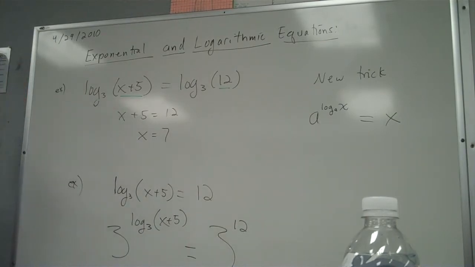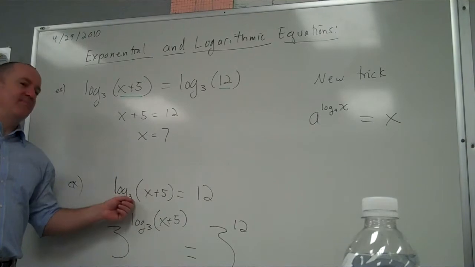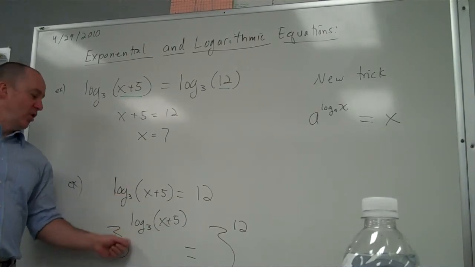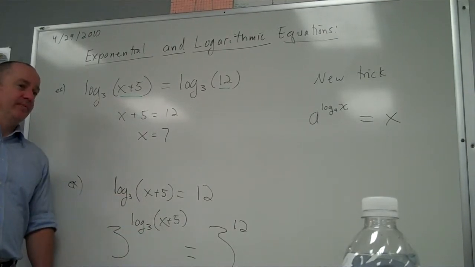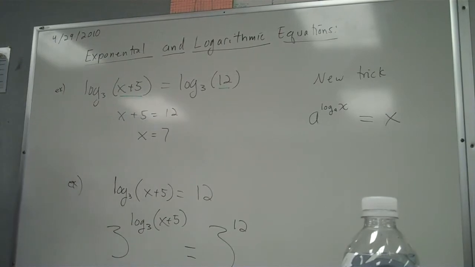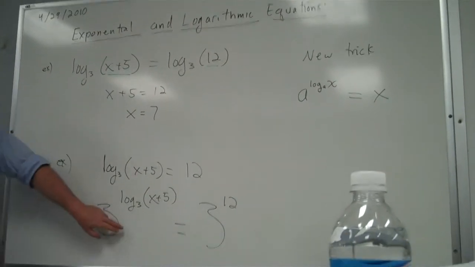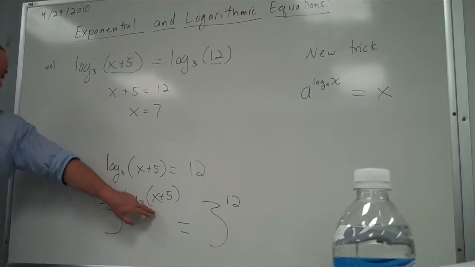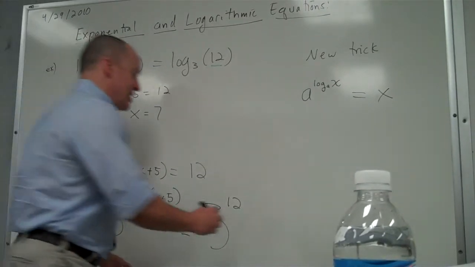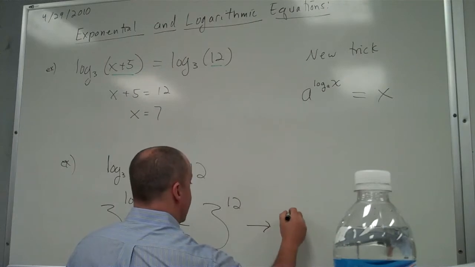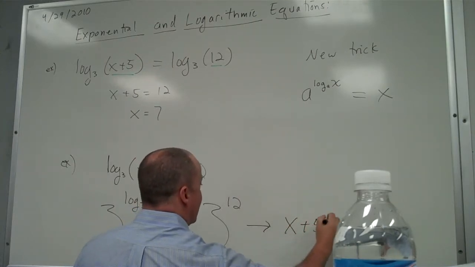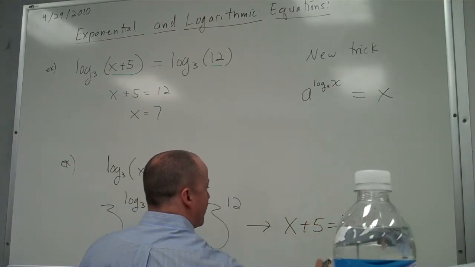Where'd you get the 3 from? I chose 3 because it's the same base as my logarithm, Sade. That's the only way this canceling trick will work. Now, this 3 raised to the log base 3 of x plus 5 cancels out, and my next step is just x plus 5 equals 3 to the 12th.